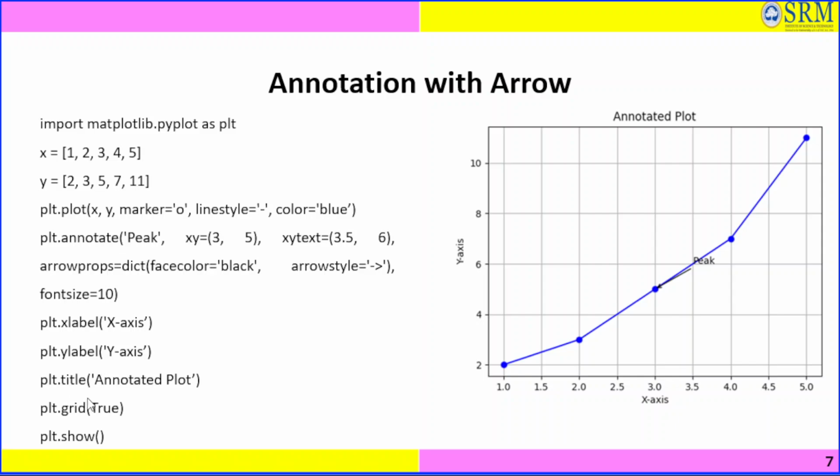And the plt.title function is used to give the title for this plot. The title we need to pass inside the quotes: 'Annotated Plot'. And plt.grid(True): the grid lines will be displayed if you are using grid as true. And plt.show will display this plot as output.